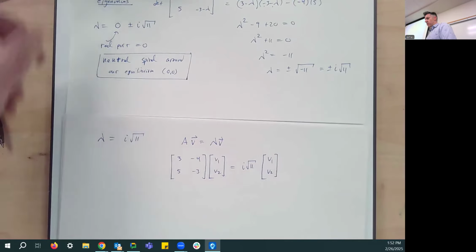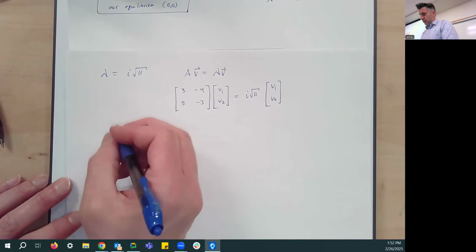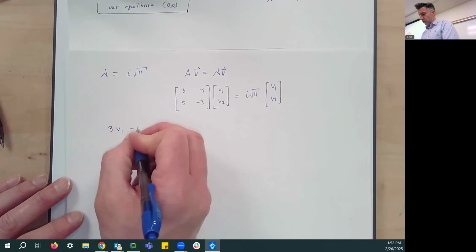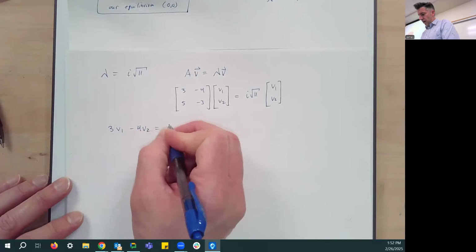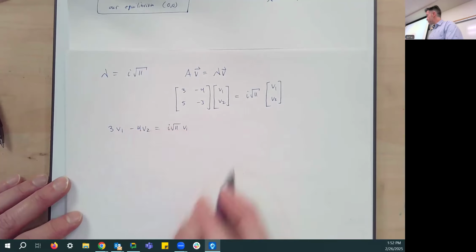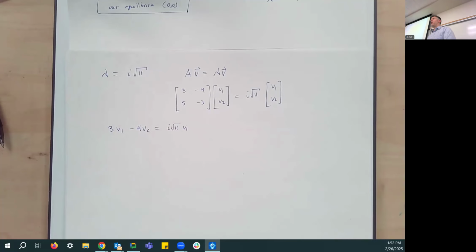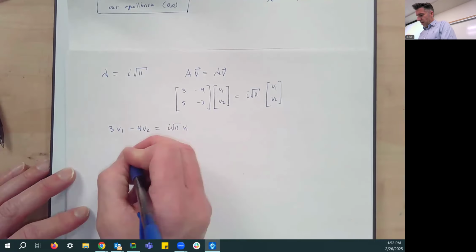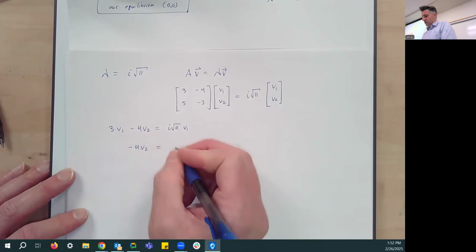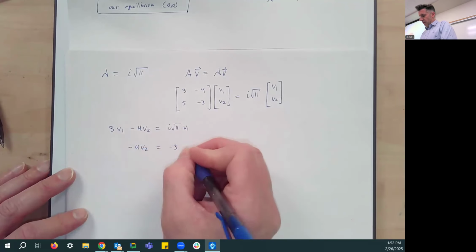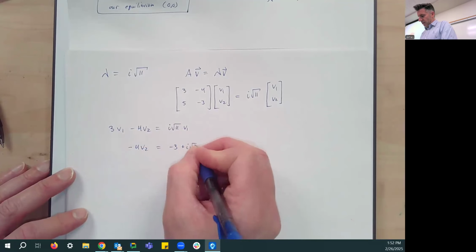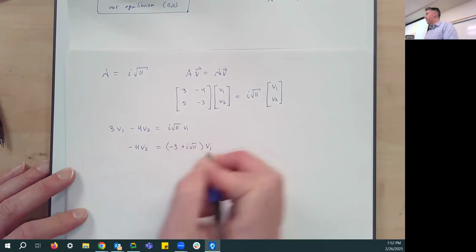We almost always use the first equation. So we're going to say that 3 times v1 minus 4 times v2 equals i root 11 times v1. Collect all the like things on the same side. So bring all the v1s to one side, all the v2s to the other. And normally I'd bring all my v1s to the right, but here I guess I still could. It doesn't really matter. So -4 v2 equals -3 v1 plus i root 11 all times v1.